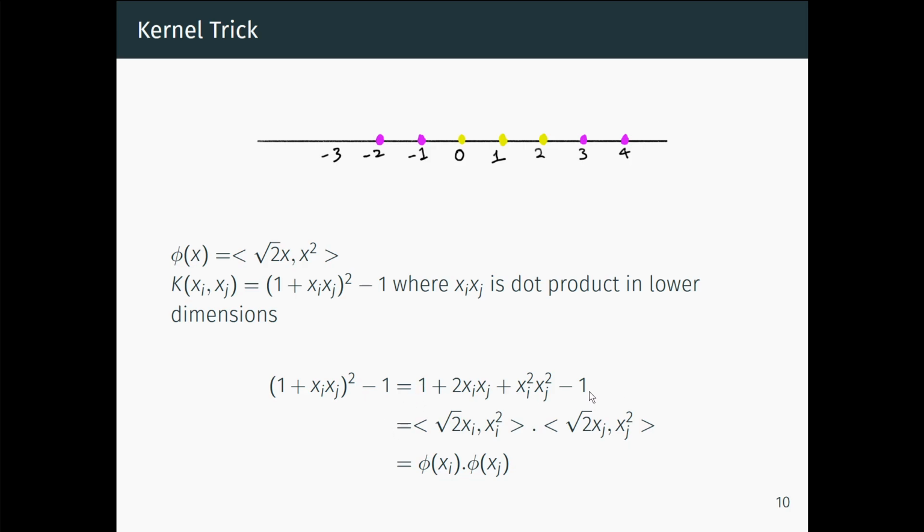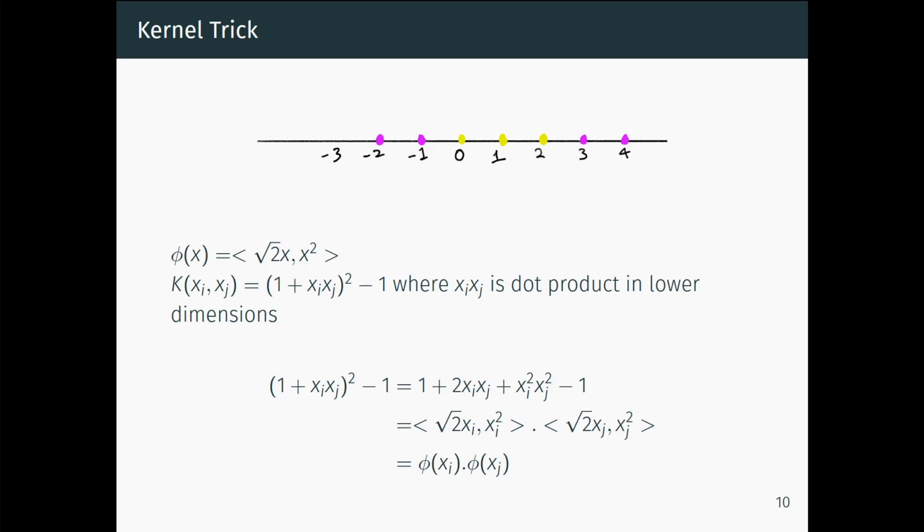This 1 and 1 gets cancelled out, and we can rewrite this entire thing as a dot product between a pair of vectors. The first vector contains only xi terms, and the second vector contains only xj terms. So the first term here is 2xi xj. We can write that as the product of root 2 xi and root 2 xj, and the second term is xi squared xj squared, which can be written as the dot product of xi squared and xj squared, or the product of these two quantities, sorry. So essentially we can create these two vectors, root 2 xi and xi squared, and root 2 xj and xj squared, whose dot product gives us this functional evaluation k(xi, xj). So both of these are equivalent, and we have just verified that this is basically the dot product of the projected vectors, right?